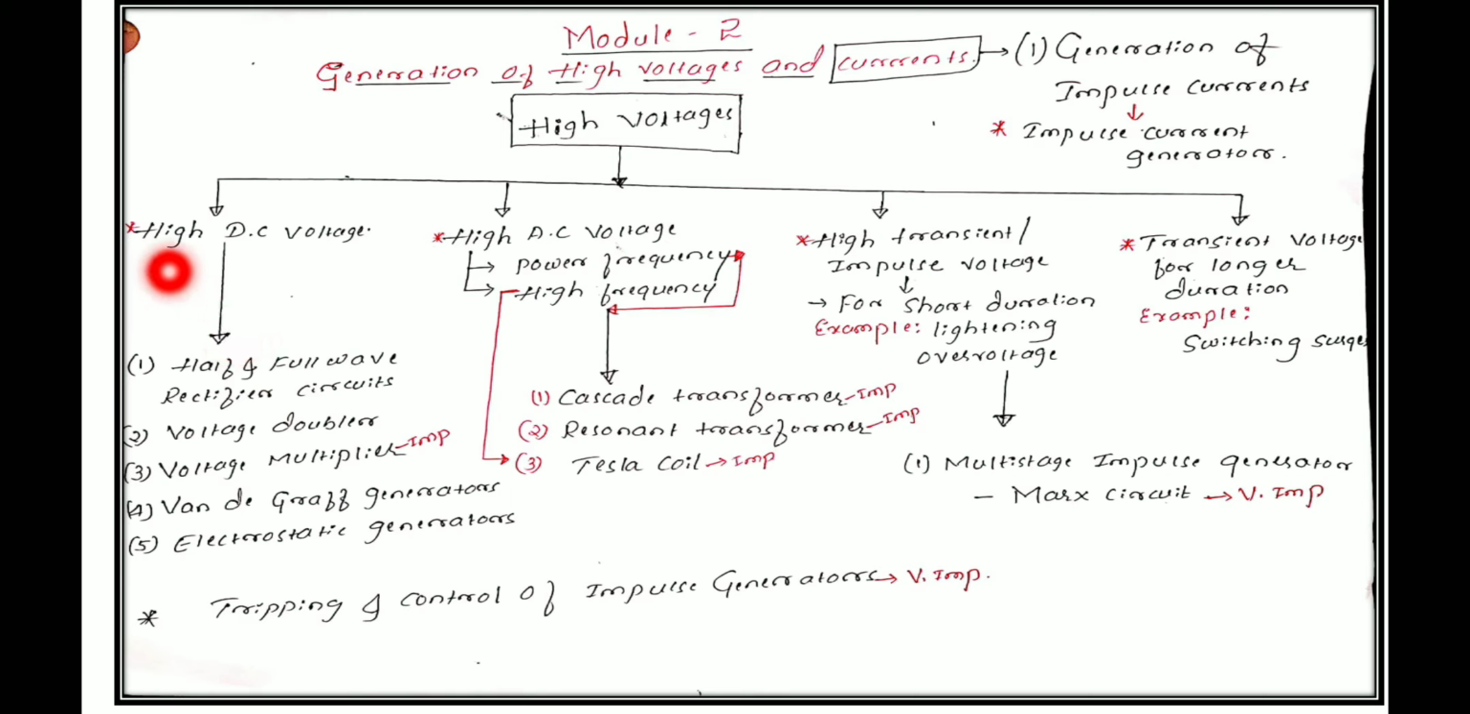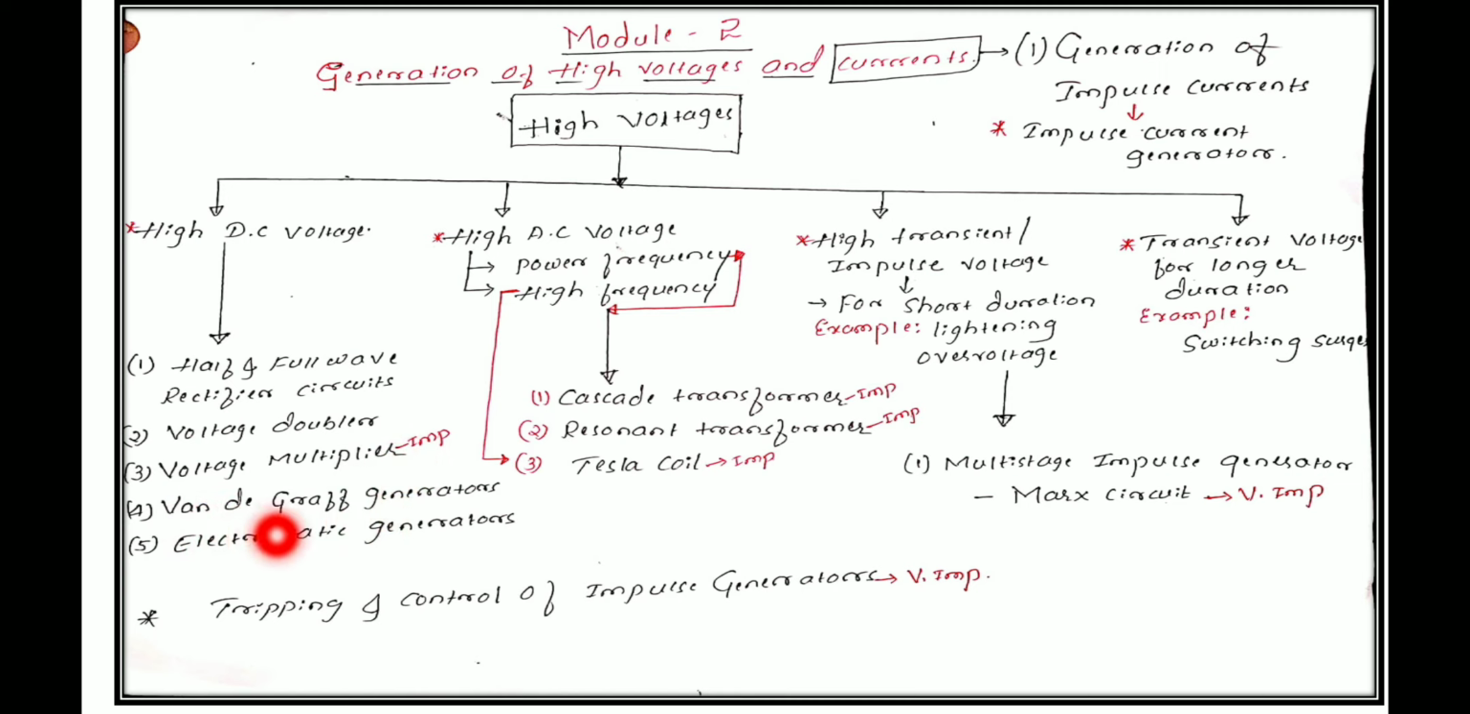The first one is high DC voltage, the high direct current voltage. This voltage generation is done using circuits called half wave and full wave rectifier circuits. This is one technique. Second one is the voltage doubler circuit and the third is the voltage multiplier circuit. This is very important from the exam point of view. The voltage multiplier circuit is also called the Cockcroft-Walton voltage multiplier circuit. Keep it in mind. The fourth one is the Van de Graaff generator.